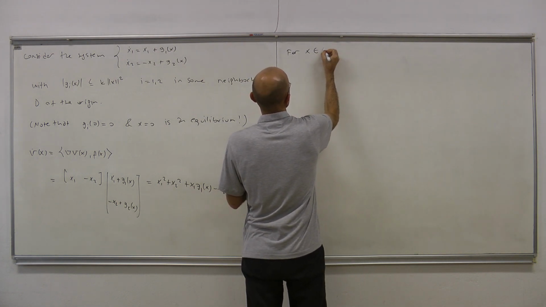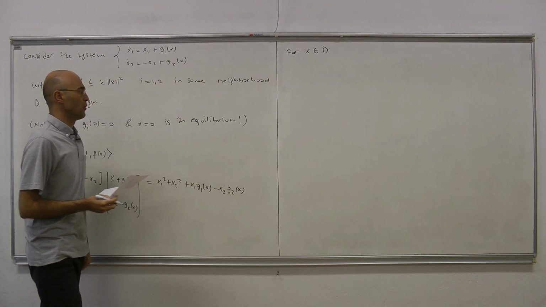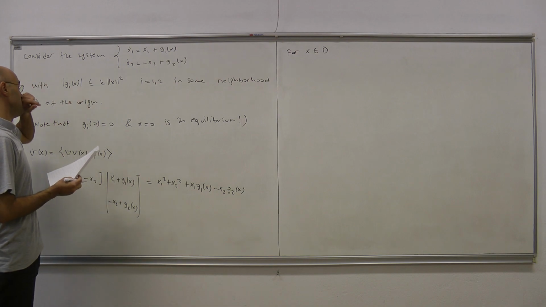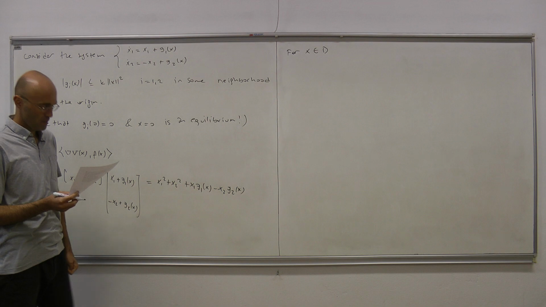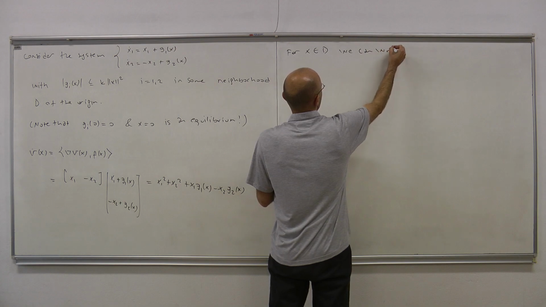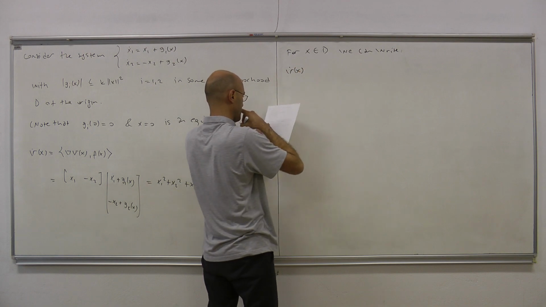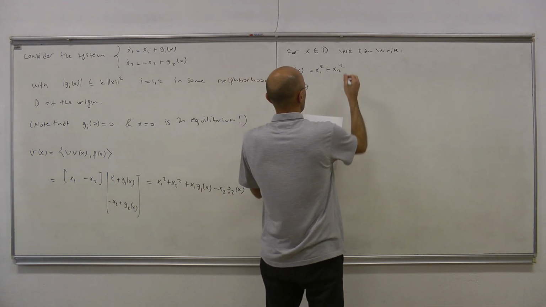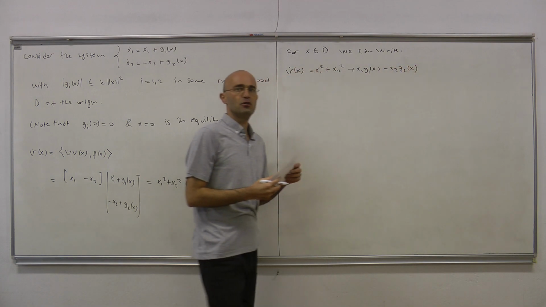For x in D, suppose that we're in this neighborhood D of the origin, and within that neighborhood, the condition is that the absolute value of g_i(x) is bounded by the norm squared of the state. For x in D, we can write the following. V dot of x, that we computed to equal x1 squared plus x2 squared plus x1 g1 of x minus x2 g2 of x.